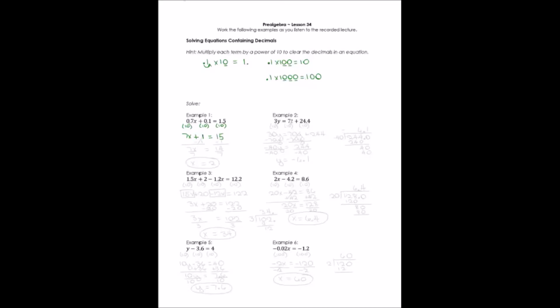Now look at your equation. 7x plus 1 equals 15 is a lot less prone to mistakes than 0.7x plus 0.1 equals 1.5. Let's go ahead and finish it. We'll subtract 1 from both sides. We'll say 7x is now equal to 14. We'll divide by 7, and x is going to equal 14 divided by 7, or 2. And there's my answer.